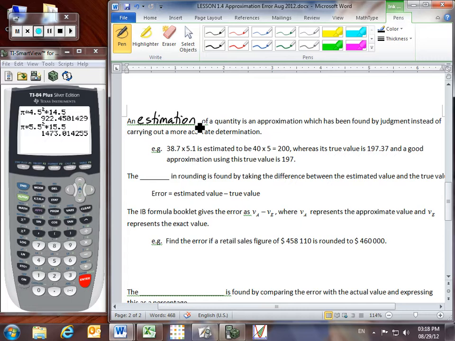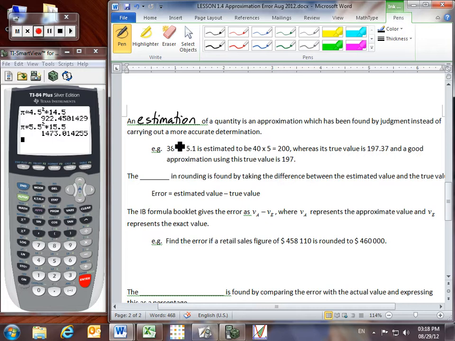Approximation is rounding. An estimation is an approximation which isn't found by rounding directly without thinking about it, like a computer might do it. You're actually invoking some of your own personal judgment in terms of coming up with this number. So for example, let's suppose we're trying to do the product of 38.7 times 5.1. We could estimate these values using our judgment.